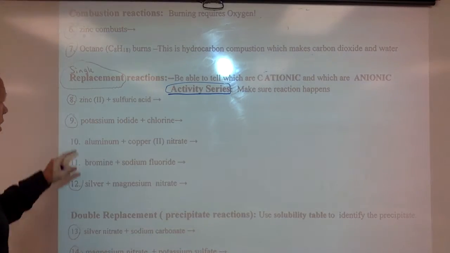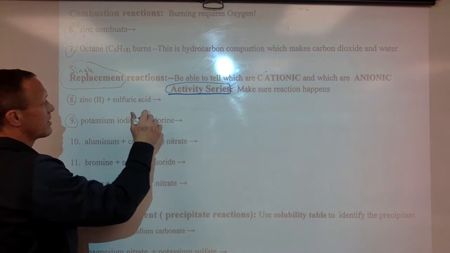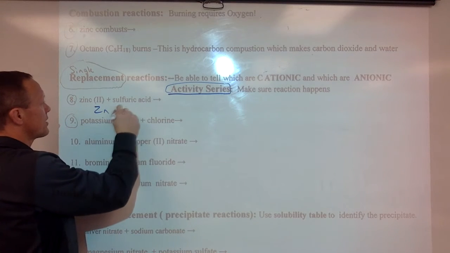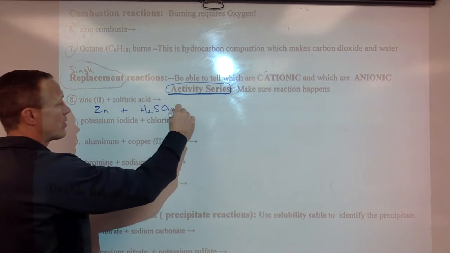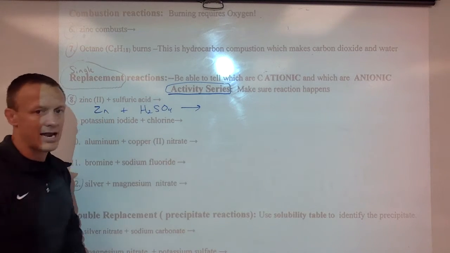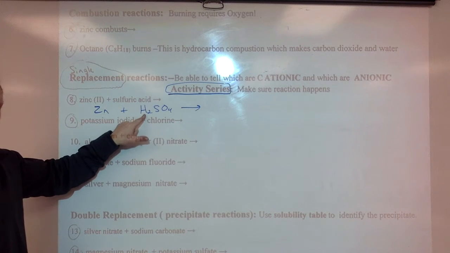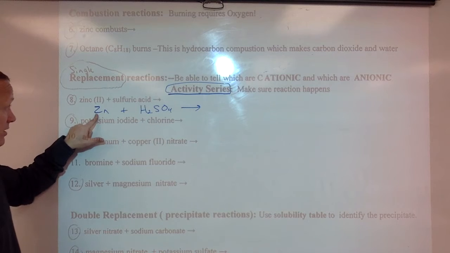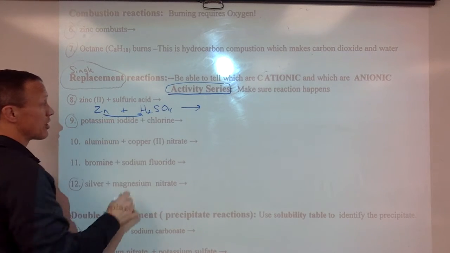So I'll do zinc plus sulfuric acid. That's one of the harder ones. So zinc plus sulfuric acid, which is H2SO4. This is a cationic single replacement because zinc is a positive thing, so it's going to replace the positive thing here. Positives replace positives. So zinc will try to replace hydrogen.